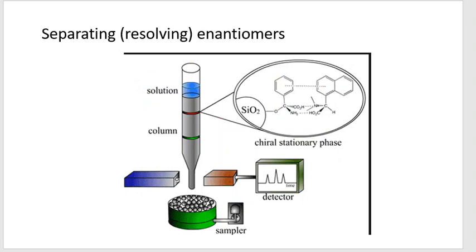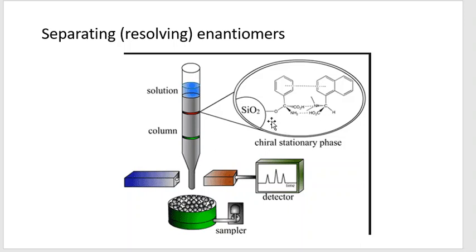Now, because enantiomers have the same polarities, they're pretty difficult to separate. And when you do a chemical reaction, unless you use a chiral environment, which we'll get to in a minute, you're going to wind up with a racemic mixture in the end. And so if you only want one of those enantiomers, you're going to have to use something like chiral column chromatography to separate, or resolve, enantiomers, as it's sometimes called.